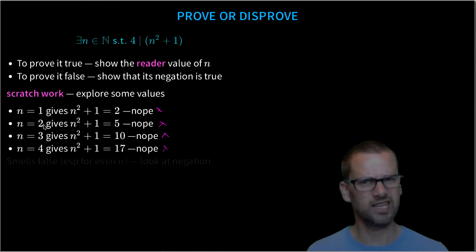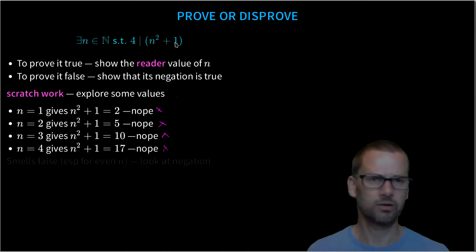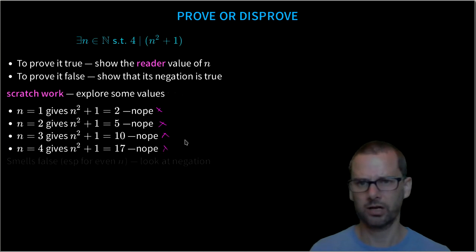Indeed, we see if n is even, well, we worked that out before. When n is even, n squared is even. So n squared plus 1 is going to be odd. So it certainly doesn't look like it's going to be true when n is even. So it certainly smells false. So we should look at the negation here.